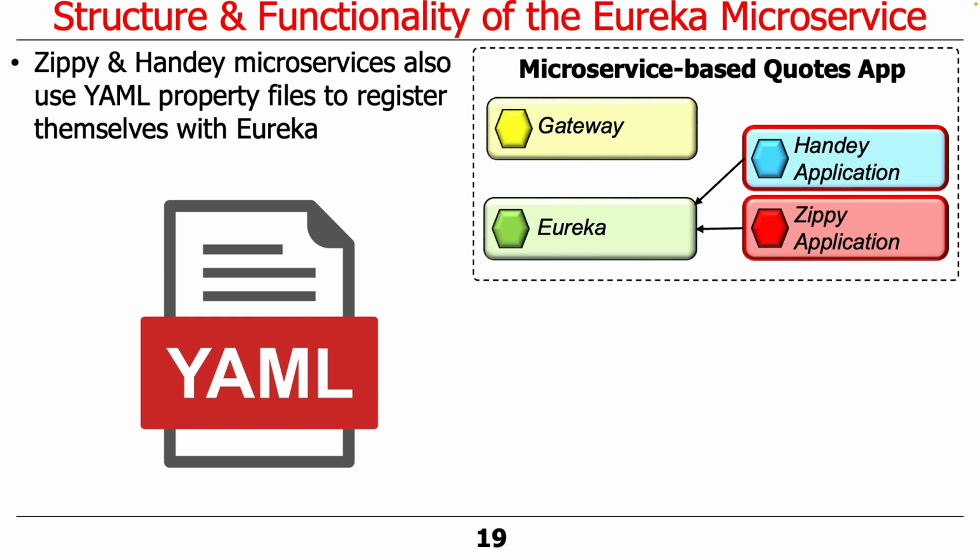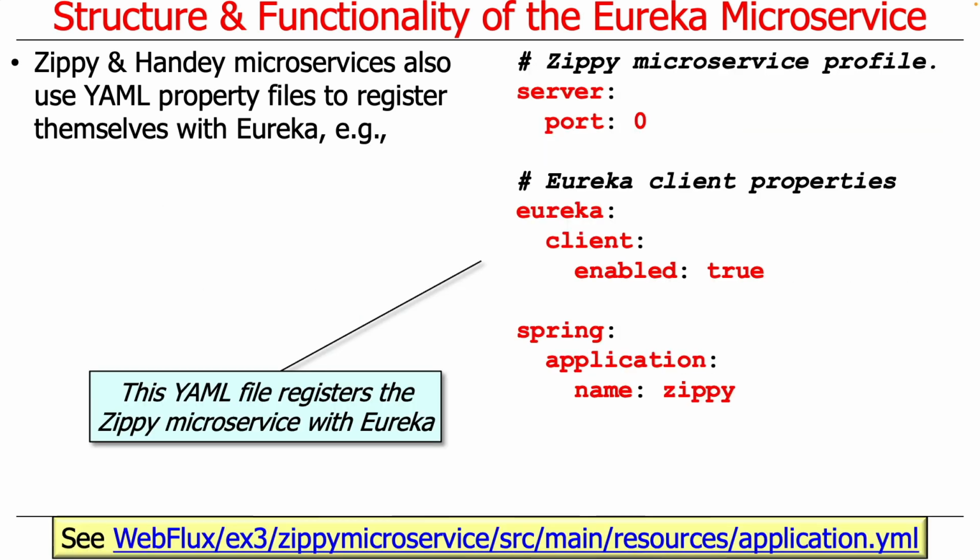Now, Zippy and Handy microservices also use YAML property files to register themselves with Eureka. And I'm just showing this here because it helps to see the context, and it also helps to see what Eureka is doing for us. So here's the YAML file for the Zippy microservice. What it's doing is saying, have this service listen on port 0. And what port 0 says is, let Eureka figure out the port. So whenever you put a 0 here, it basically says, I don't want to define my port number. Let Eureka do it. And then it says, hey, Eureka, I want to be a client of yours. Thank you very much. So we say Eureka client enabled, true. And my name is Zippy.